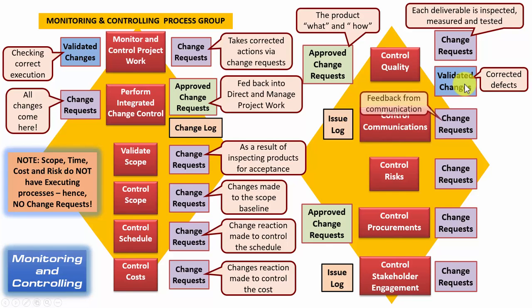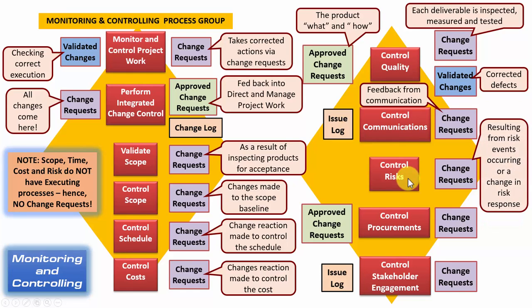Control communications is used to obtain feedback from all communication activities, and as a result of that feedback, there may be a need for change requests. Similarly, the control risks process may need to raise change requests as a result from risk events occurring, and they don't occur exactly as one expected, or that a change is needed in a risk response, which almost certainly will need to update plans within the project management plan itself.